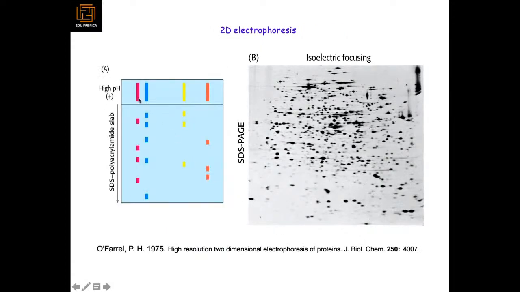So we will go for 2D electrophoresis with the red, blue, yellow, orange, and we have our SDS-PAGE and isoelectric focusing. So our gel will look like this with these various proteins. All the proteome of a protein will be separated in this way.